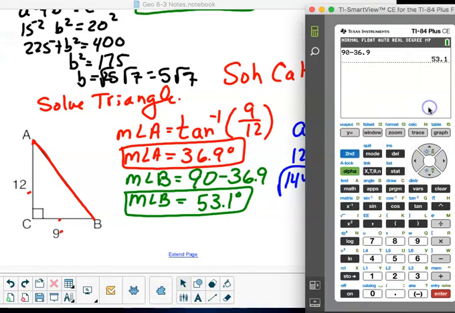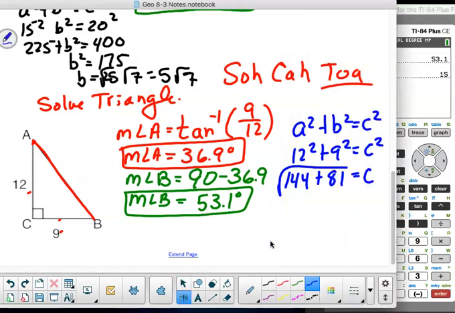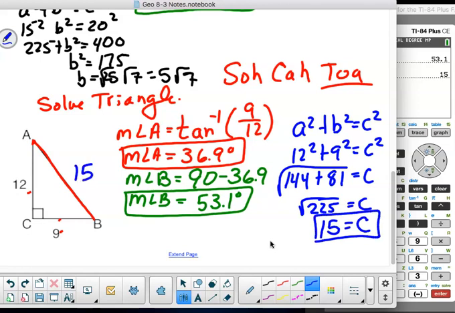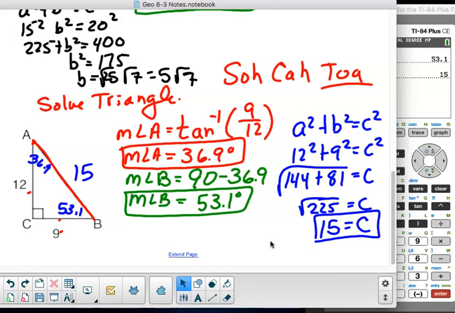So I've got 144 plus 81, and that must be 225. So 225 equals c squared, and c is 15. So my hypotenuse is 15. And this is 36.9, and this is 53.1. Okay, that is us solving a triangle. We were able to find the missing pieces.